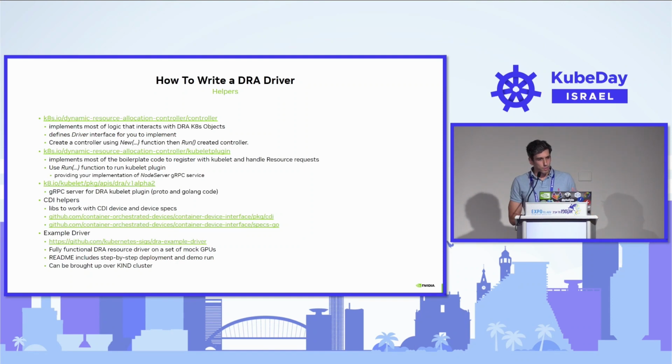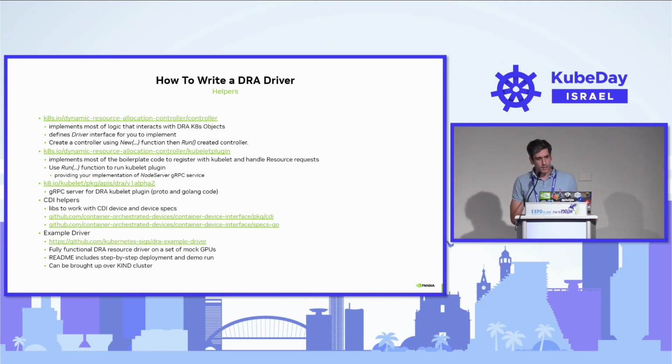For the kubelet part, there is an implementation of the registration with kubelet gRPC. So this is all, the registration is already provided for you. You just need to provide the gRPC implementation for the node server. So it's like the gRPC server which will allocate and deallocate resources. And again, call a run method there as well. gRPC is defined in the kubelet APIs under the Kubernetes project. And that's for the Kubernetes part. We have a bunch of CDI helpers here.